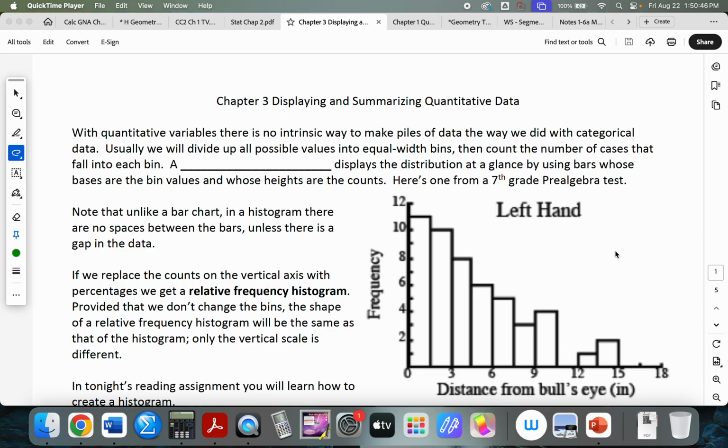To make piles of data, the way we did with categorical. Right, with categorical, if it's in this category, we put it in this pile, and if it's in this category, we put it in that pile. Usually what we'll do is divide up all possible values into what are called equal width bins, then count the number of cases that fall into each bin. This is called a histogram.